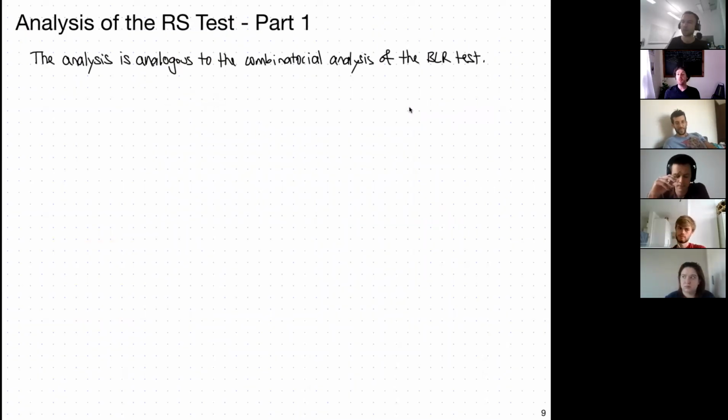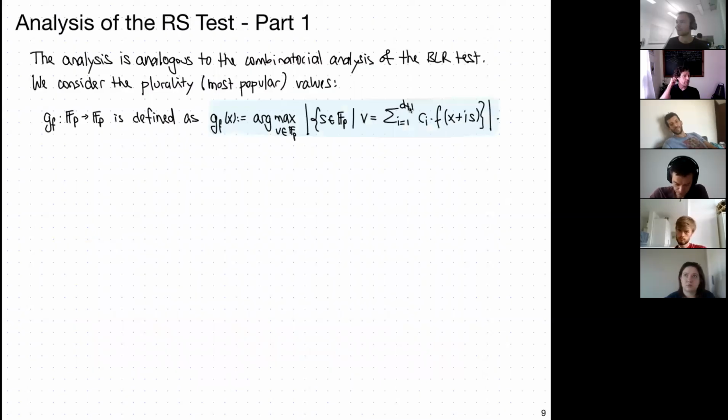Starting with the first claim, which is maybe the easiest. What are we doing here? We consider the notion of the plurality, most popular vote. We define this function g of f, and this scary-looking equation just tells us, look at the constraints and tell me, with respect to each value, which is the value that most of these constraints would lead to outputting.